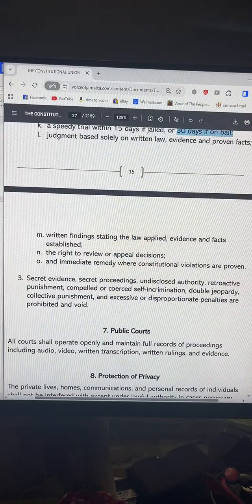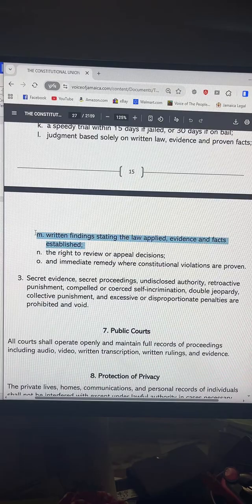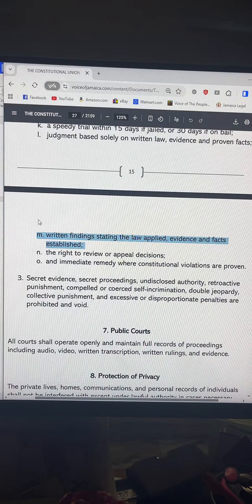Written findings stating the law applied, the evidence, and the facts established, right? We cannot have court cases in front of the court and not have access to any records of what happened. This is why, when we get further into the court proceedings, all court proceedings are recorded under a system like this. I'm talking about audio recording and video recording, in addition to it being written down. So if there is a discrepancy, it will be detected, right?